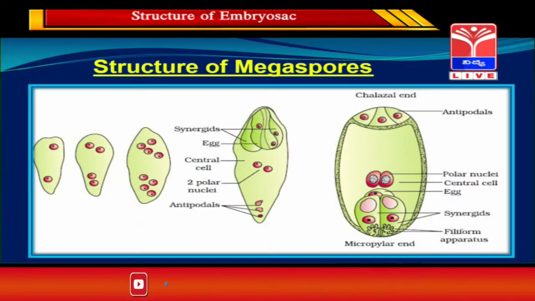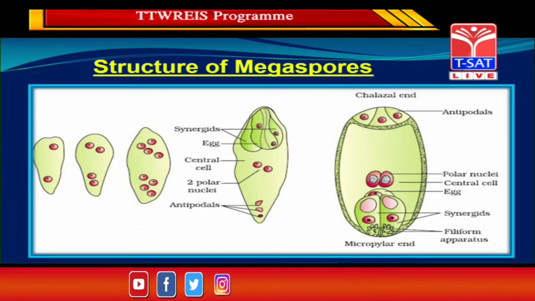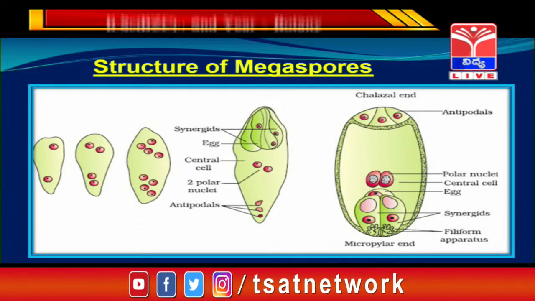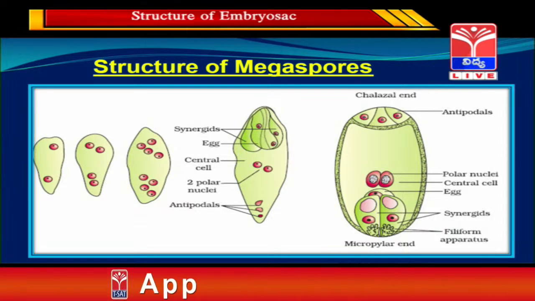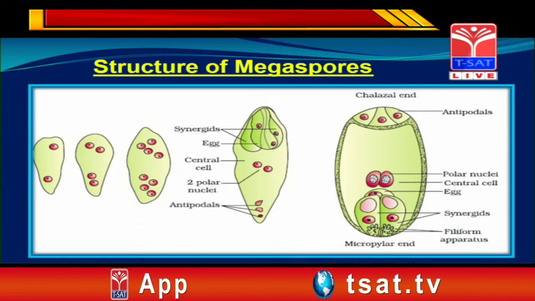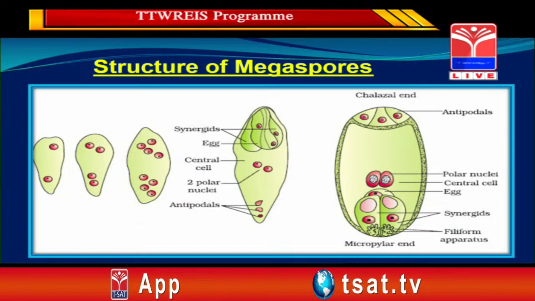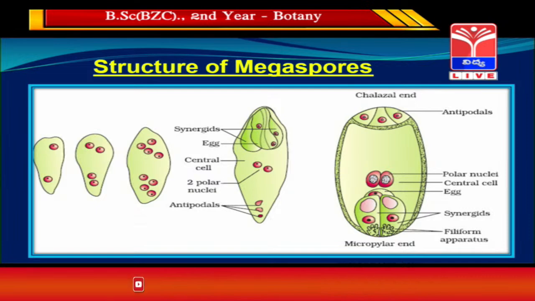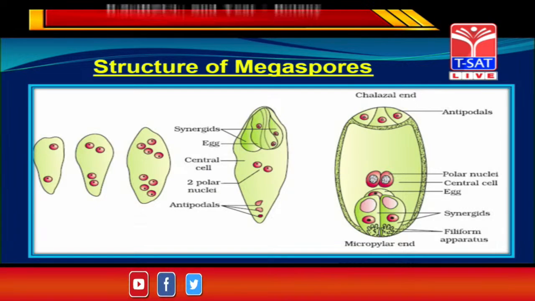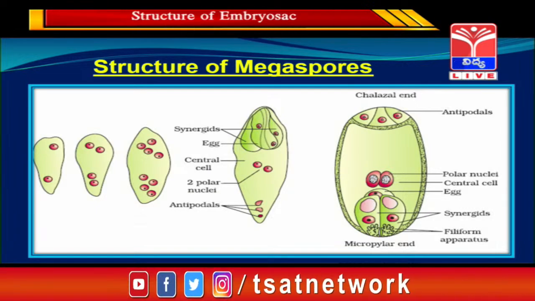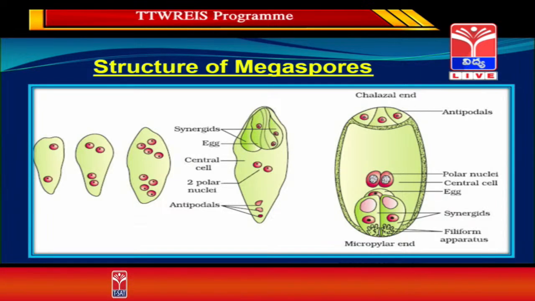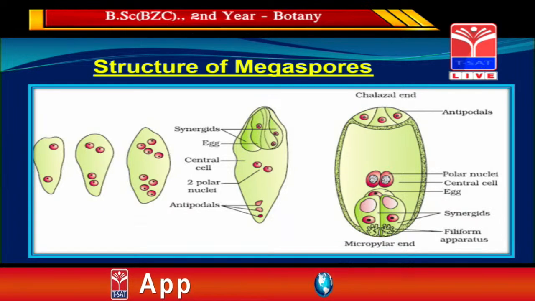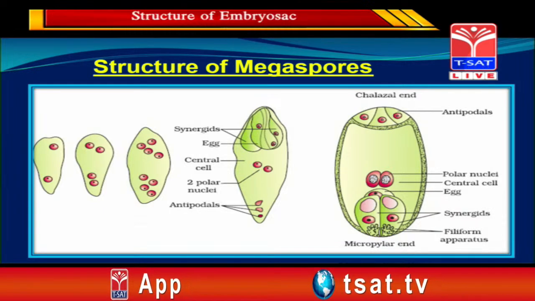See here, it is the structure of megaspores. How is megaspore formed? The megaspore mother cell, MMC, undergoes meiotic division, then forms 4 tetrad cells. It undergoes again further division, then forms 8 nuclei. Of these 8 nuclei, 3 are arranged at the micropylar end, and 3 are arranged at the chalazal end, and the remaining 2 are arranged in the center of the embryo sac. Lastly we observe the formation of an embryo sac.